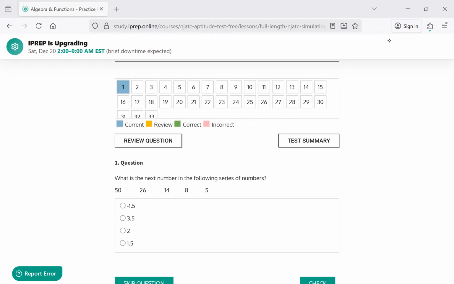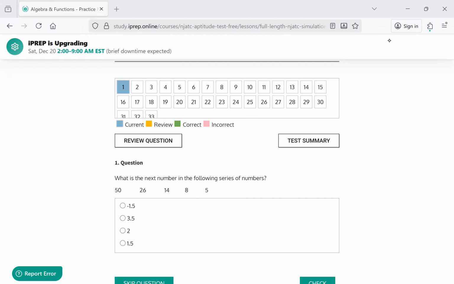Hello, this will be an IBEW algebra and function practice exam mode 2. So this is not timed. This is an IBEW algebra and function practice mode exam, and this is the second one. So let's start again with question one.